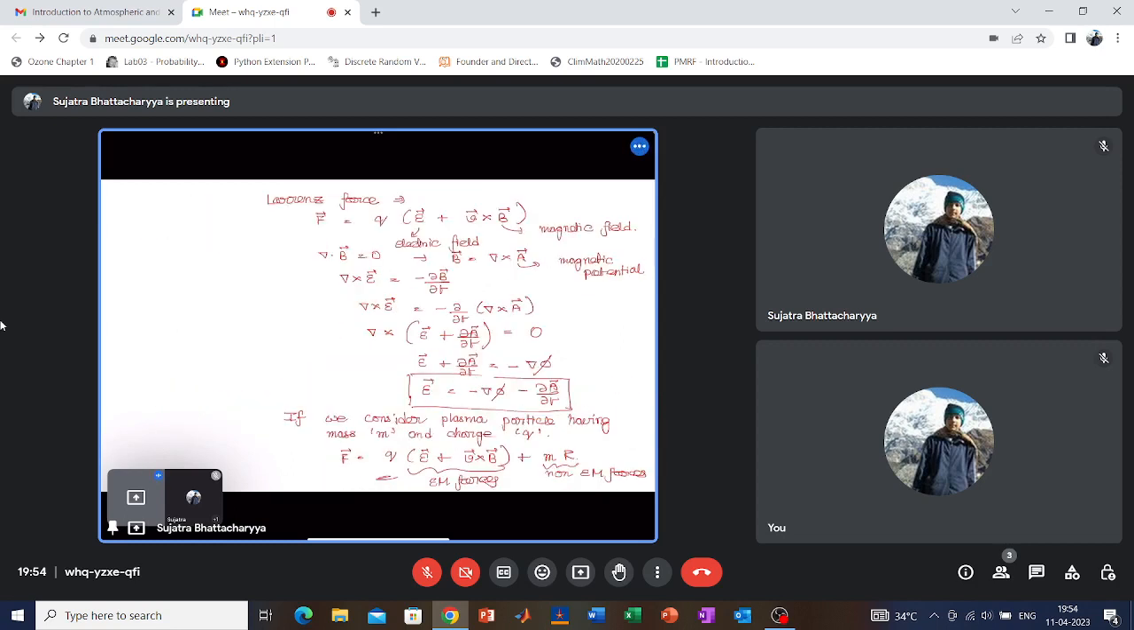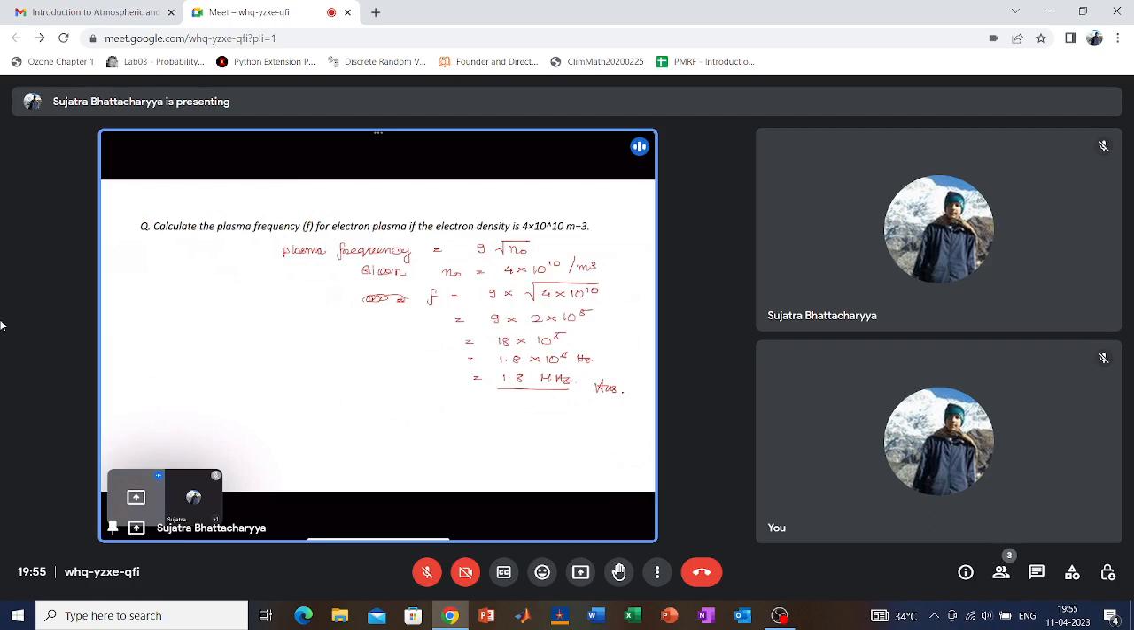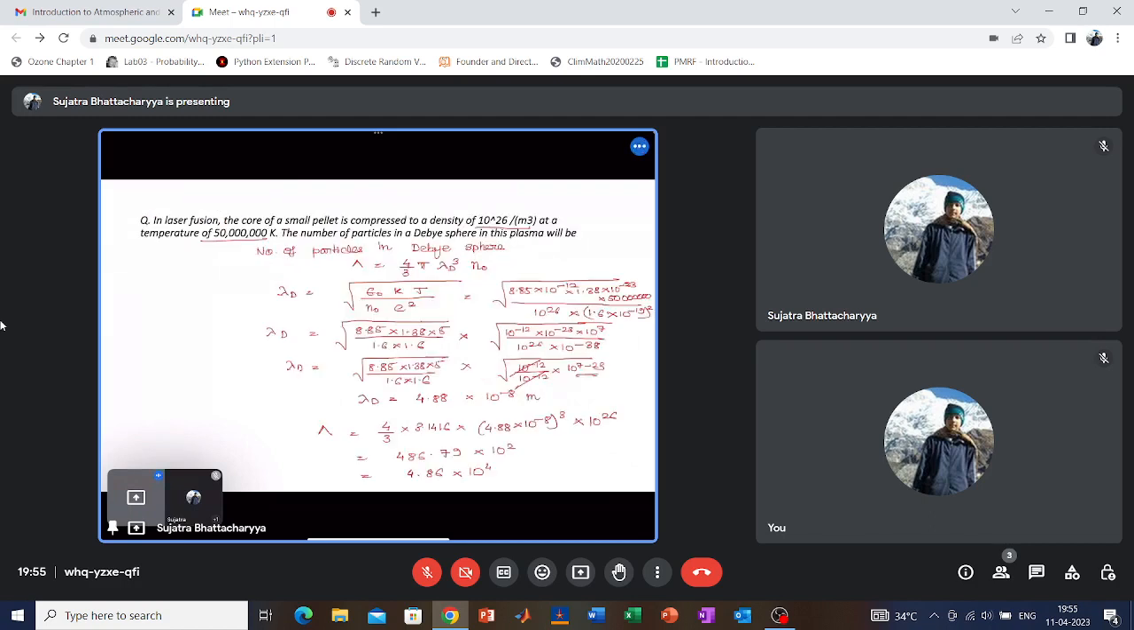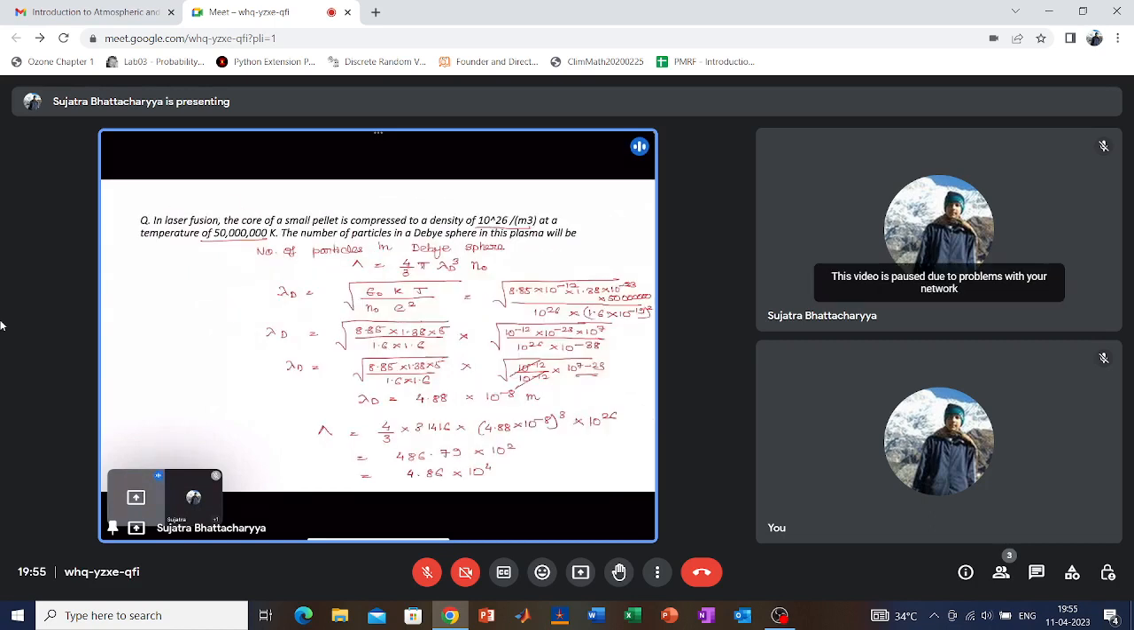Before that, when we consider cases like electric field and magnetic field with the particle moving in them, we can use the particle description of plasma only when the concentration of the electrons or ions is very small. And before that we have solved all the assignment questions. So this is whatever I have for today.